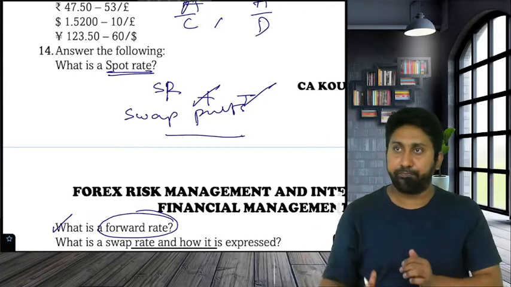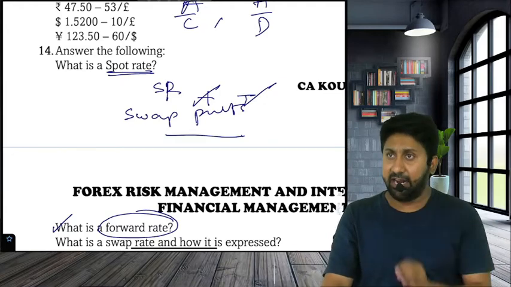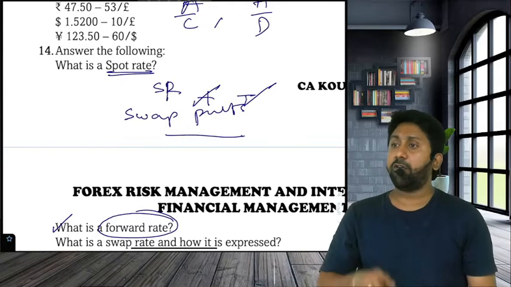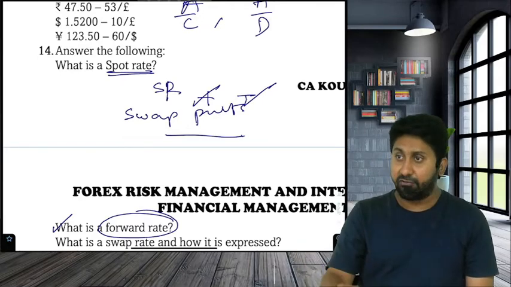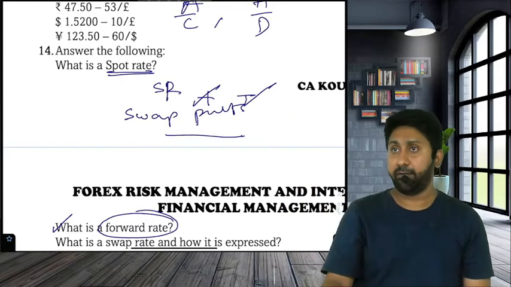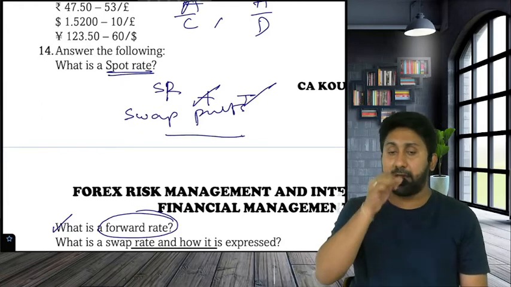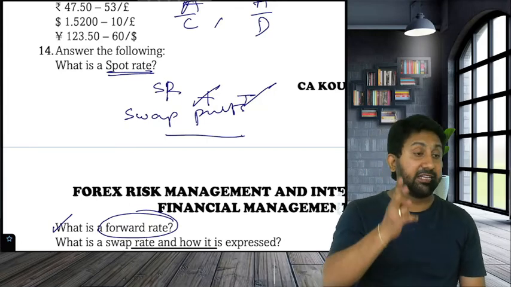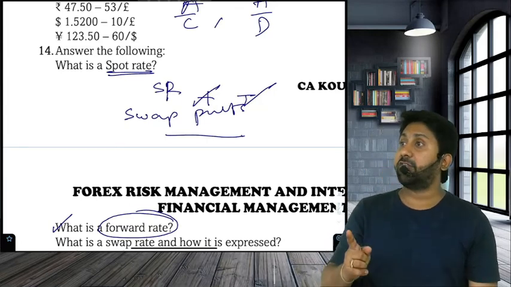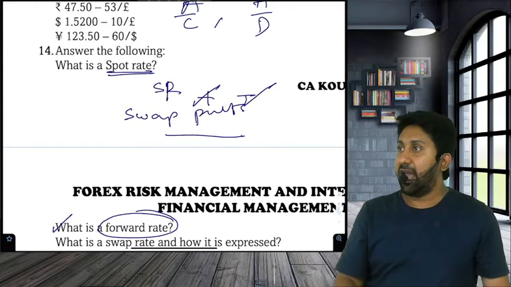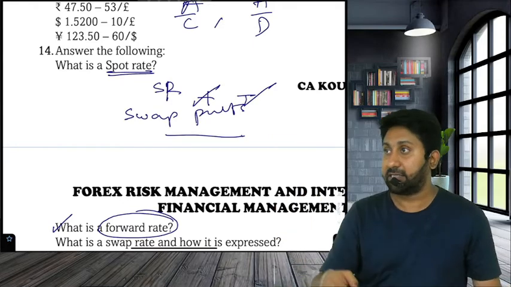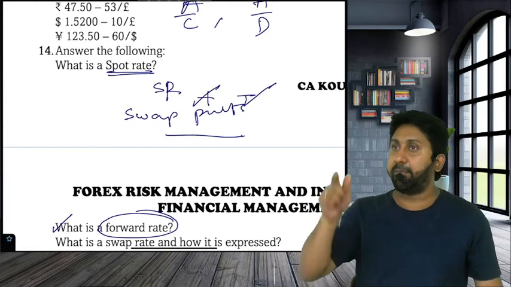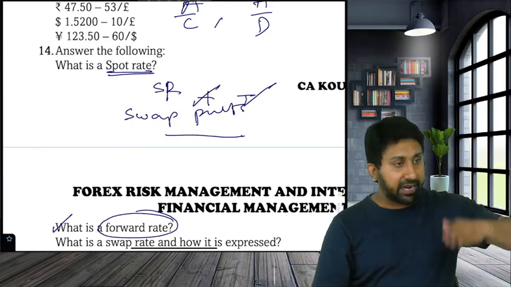Repetition for the last time. Spot rate is a rate given today for a transaction to be executed today. Forward rate is a rate quoted today for a transaction to happen at a future date. Forwards can be of two types: a fair forward and an actual forward. Fair forwards are calculated through theories. Actual forwards are given by the bankers by adding and deducting the swap points.